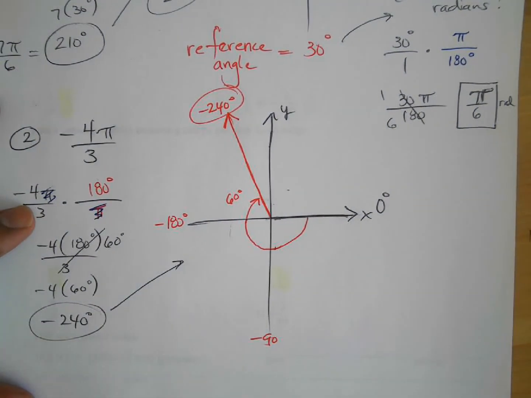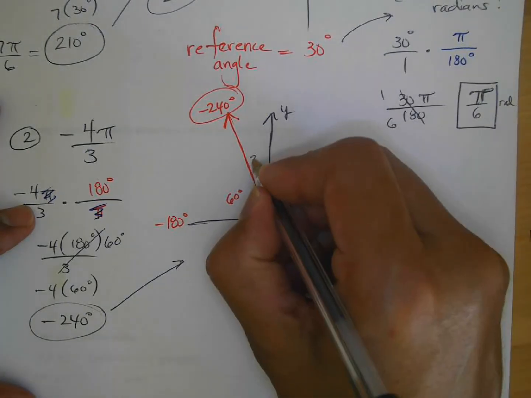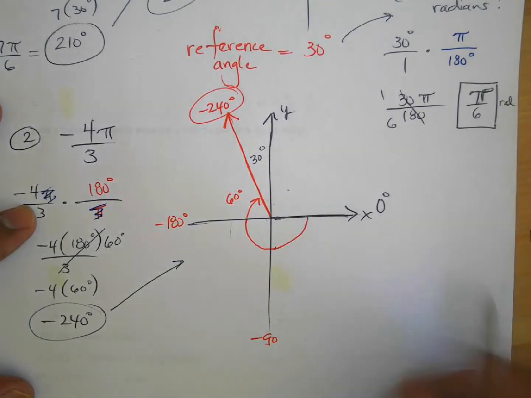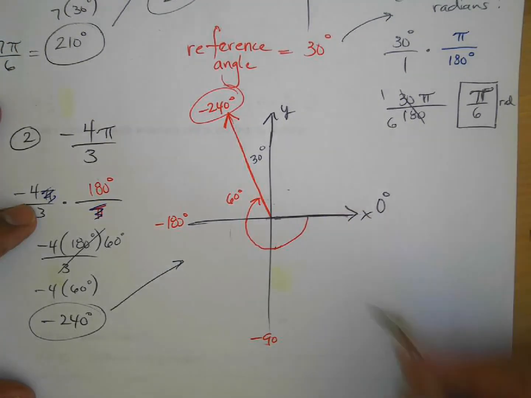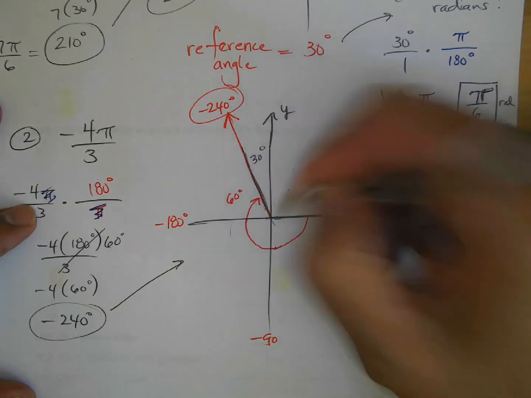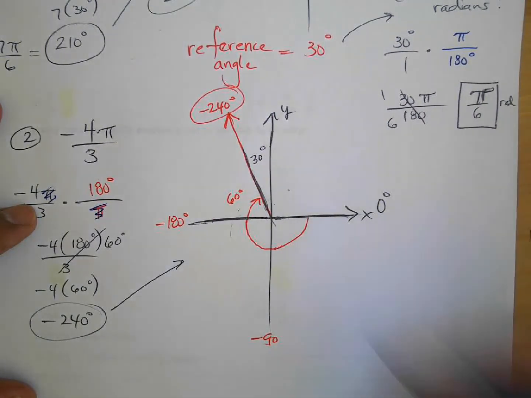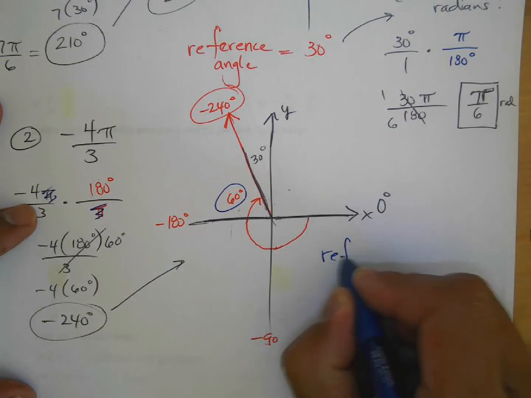But what are we answering here? What is the reference angle? Well, if this is 60, remember this is 30, and we kept that practice. Which of these two is your reference angle? The angle the terminal side makes with the x-axis. So that means that your 60 degrees is your answer. The reference angle is 60 degrees.